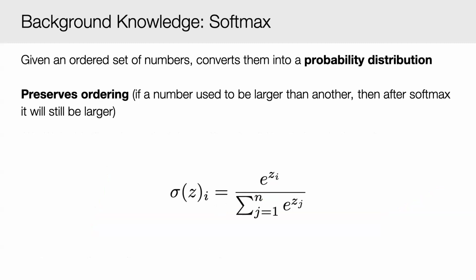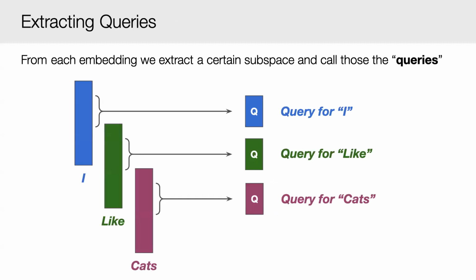Also, some background knowledge: softmax. Given an ordered set of numbers, like, whatever you want, 1, 2, 3, 4, 5, it converts them into a probability distribution, which means that they sum to 1. One important property of softmax is that it preserves the ordering. So if one number used to be larger than another number, then once you do softmax, that number will still be larger. We talked about this in previous lectures as well. Cool.